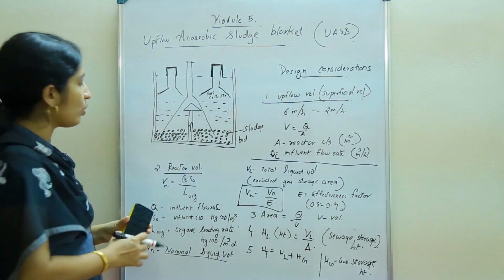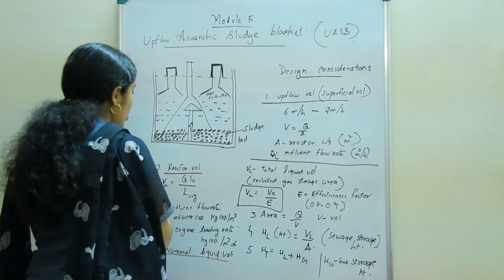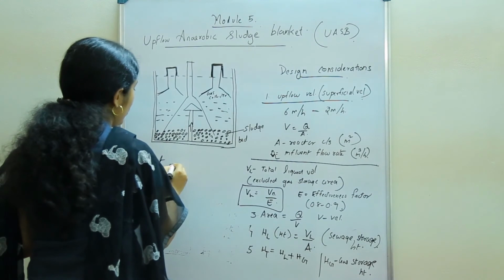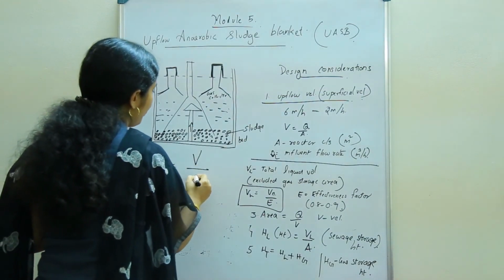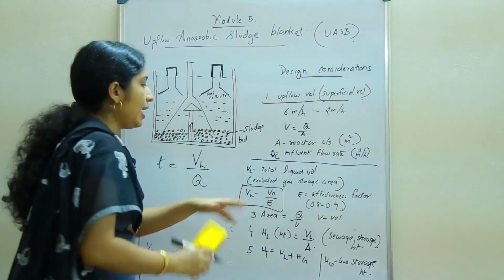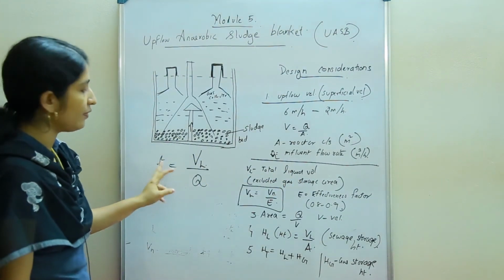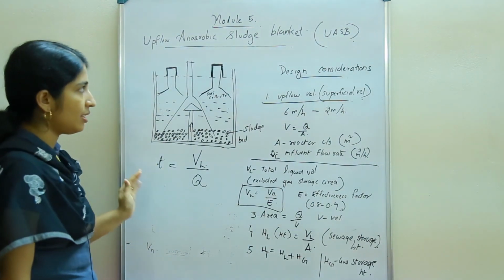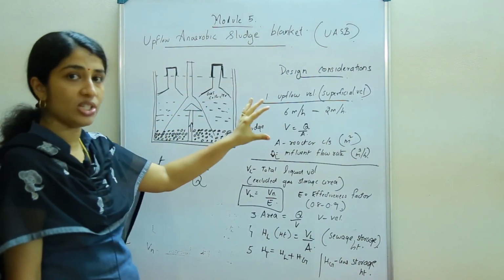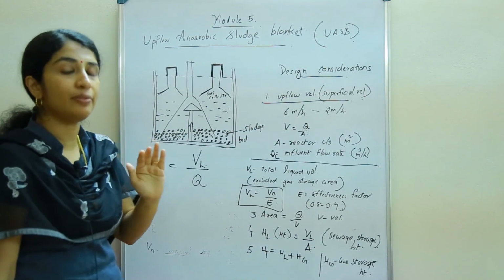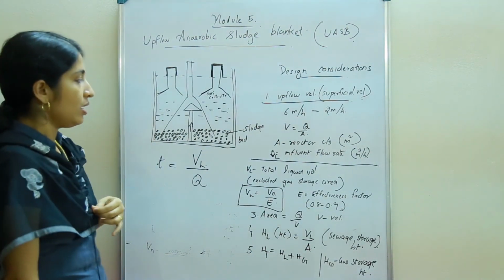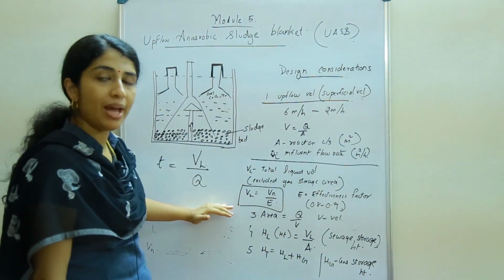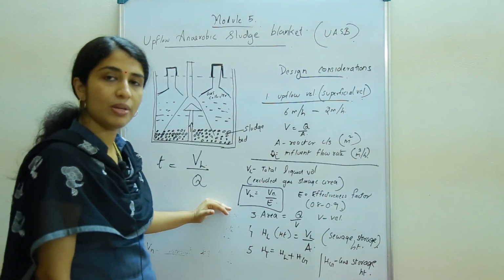From these factors, you can find the detention period. The detention period T is equal to the total liquid volume divided by the flow rate Q. So far we have studied the design considerations for finding the reactor volume and size of the UASB reactor. Thank you.